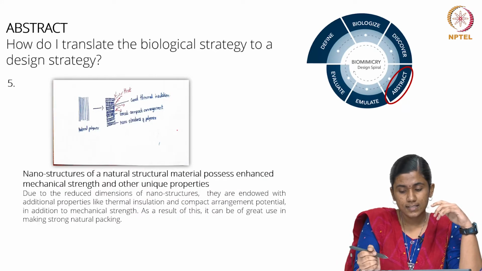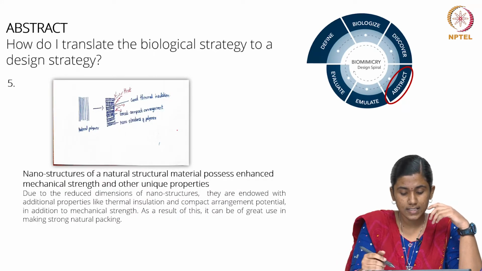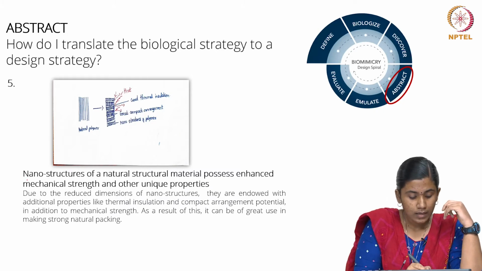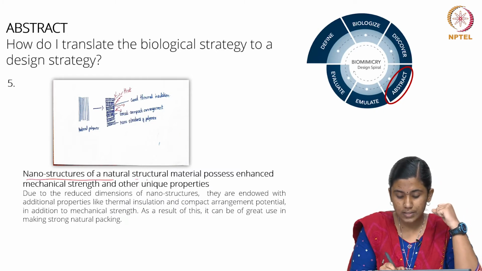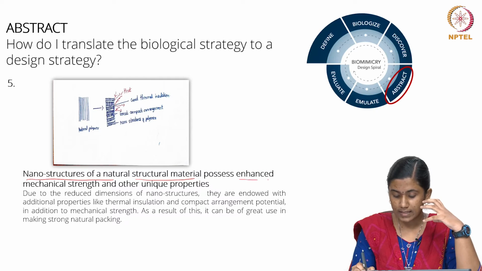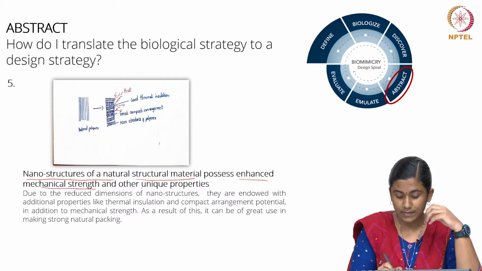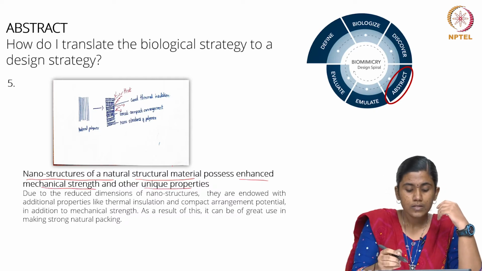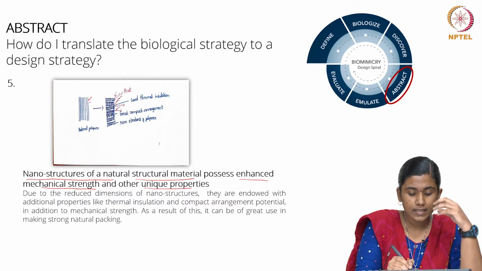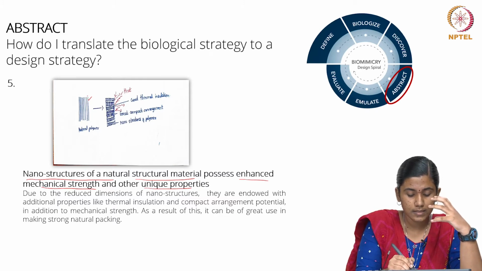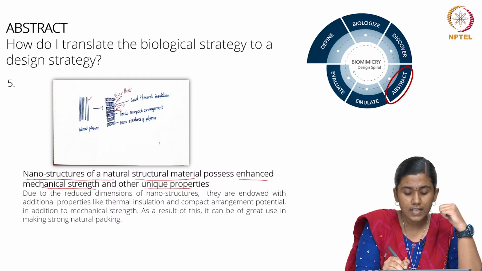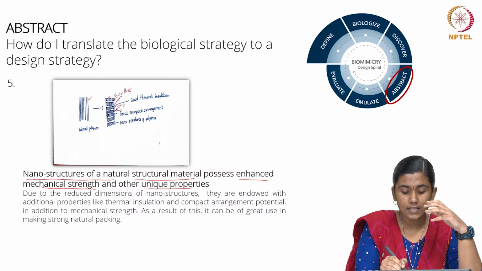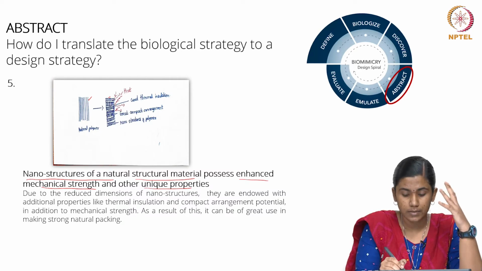So the next design strategy which I have abstracted is about nanostructures of a natural structural material. They possess enhanced mechanical strength as well as some other unique properties. So this is a natural polymer, and as you are able to see, the structures are present in long dimensions, they are large. Now let us say we are cutting them into bits. Let us imagine that these are nano dimensions.